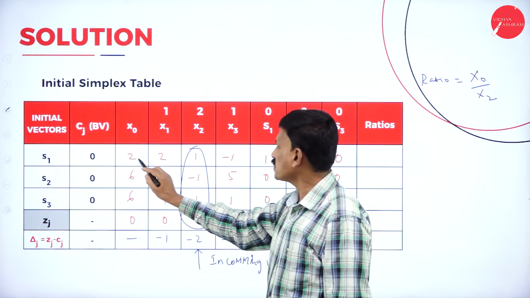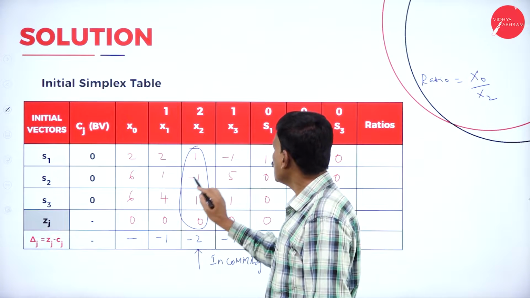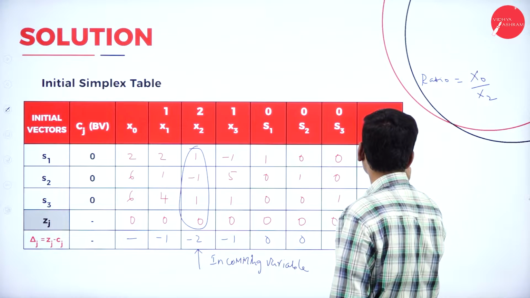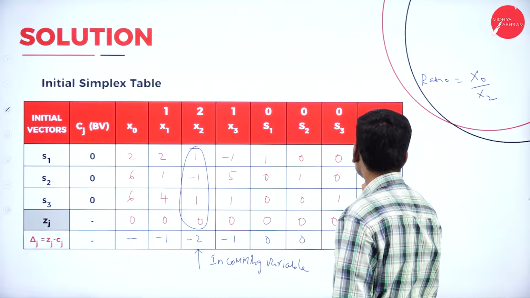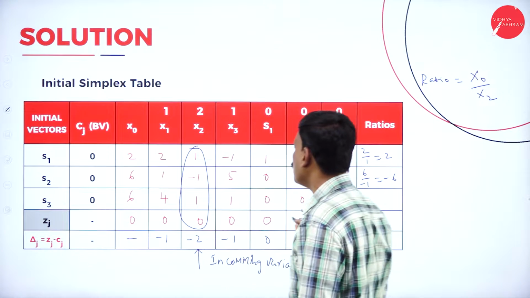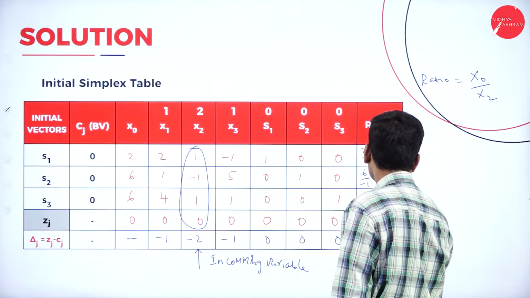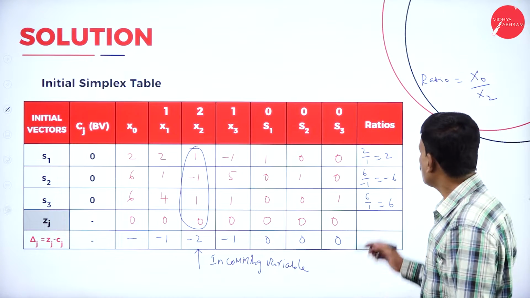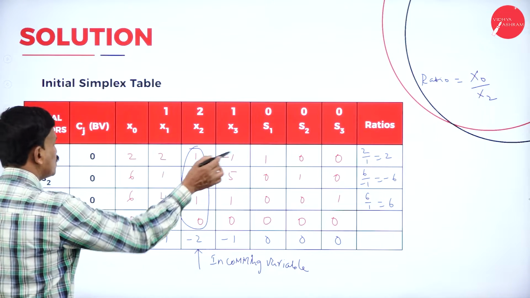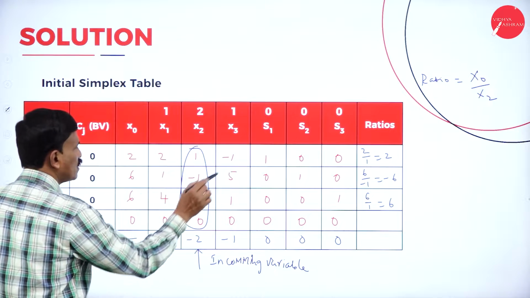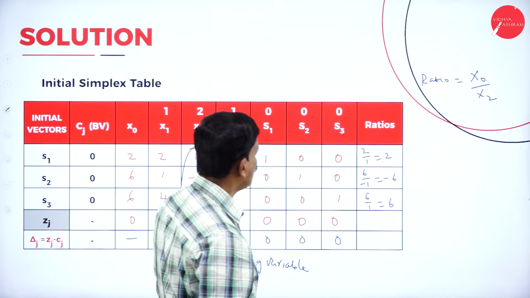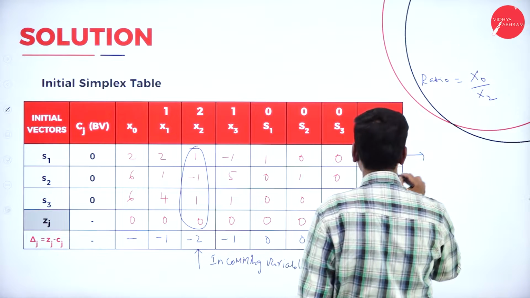So what are the values of x0? 2, 6 and 6 divided by 1, minus 1 and 1. 2 by 1 is equal to 2. Again 6 by minus 1 is equal to minus 6. Again 6 divided by 1 is equal to 6. So 2, minus 6 and 6 are the ratios. Now identify the least positive value. Here the least positive value is plus 2.